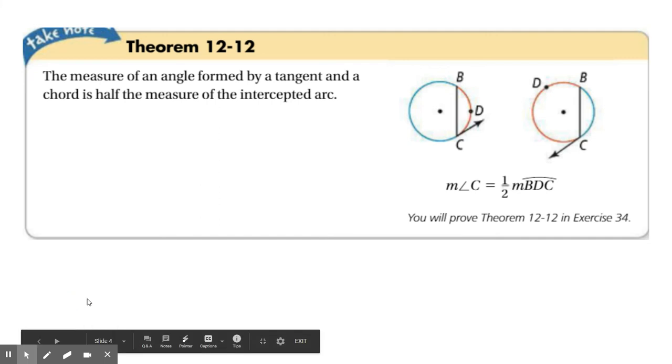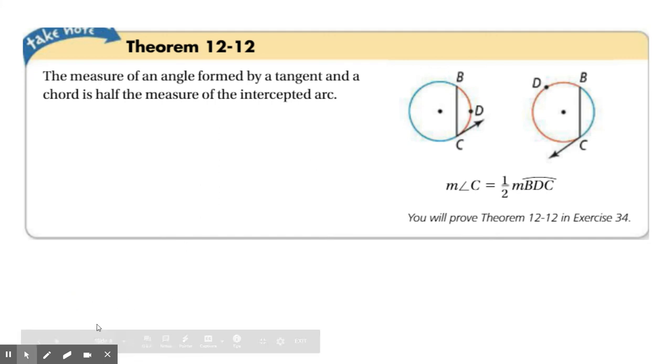All right, so the next video is going to talk about some of the problems involving inscribed angles.